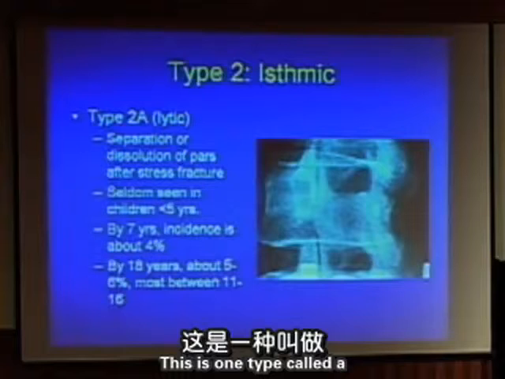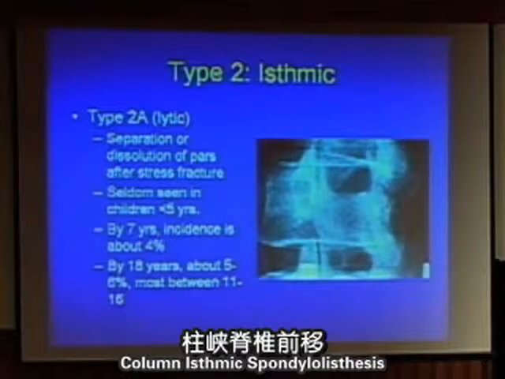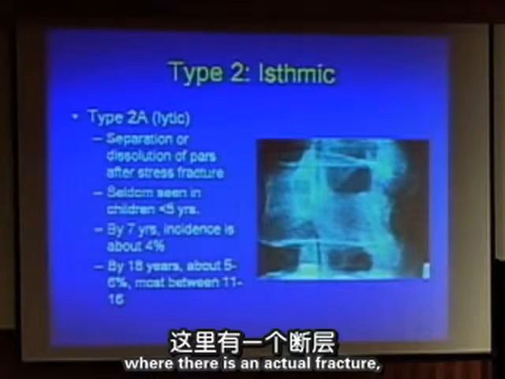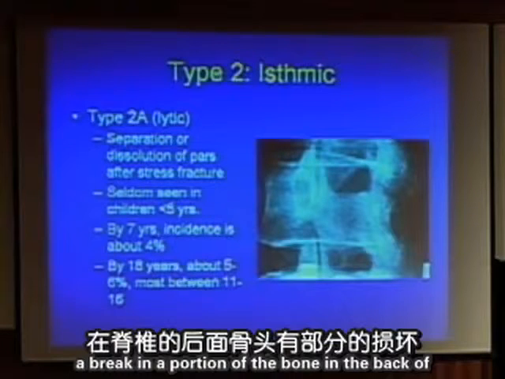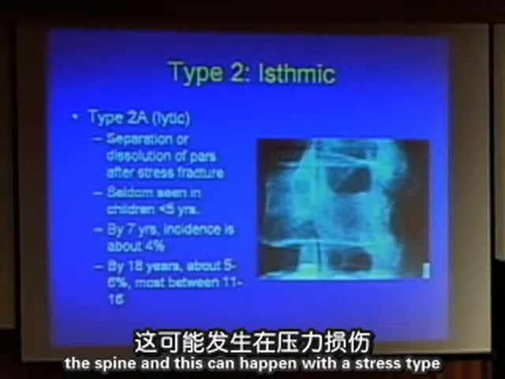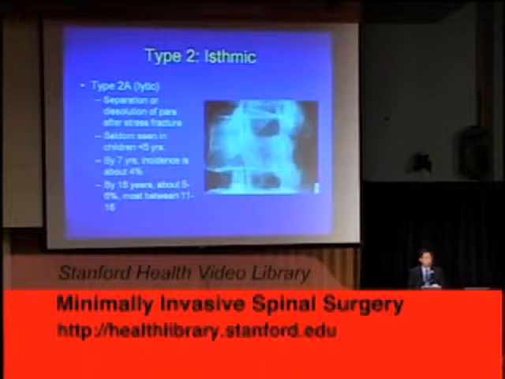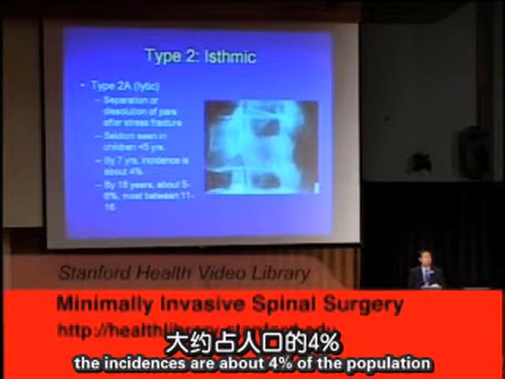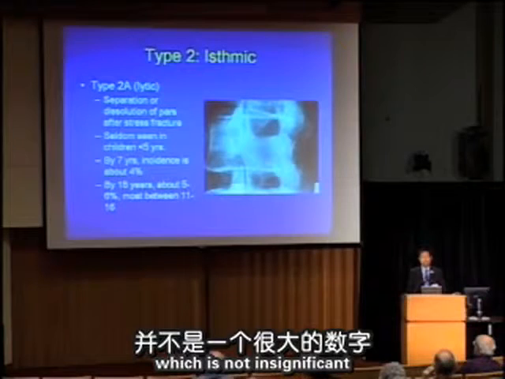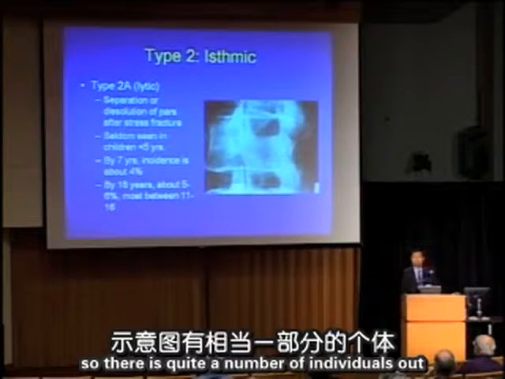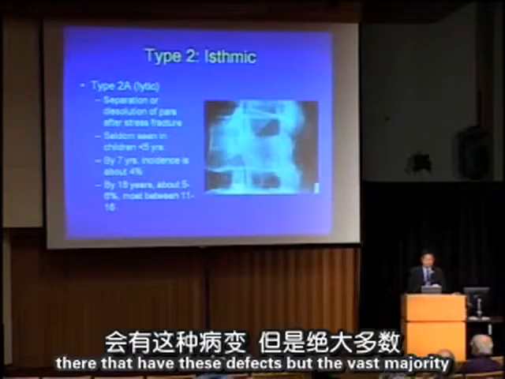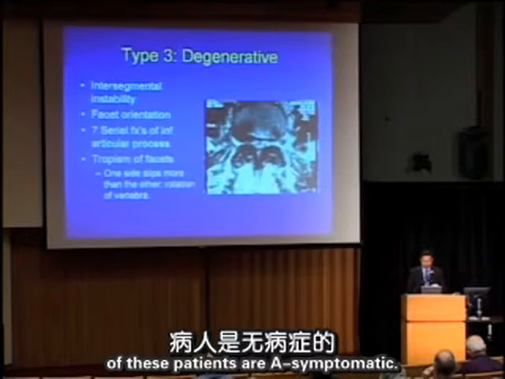This is one type called an isthmic spondylolisthesis, where there is an actual fracture or break in a portion of the bone in the back of the spine. This can happen with a stress type of fracture. By 7 years of age, the incidence is about 4% of the population, which is not insignificant. So there's quite a number of individuals out there that have these defects, but the vast majority of these patients are asymptomatic.